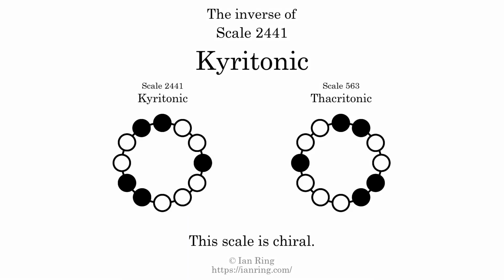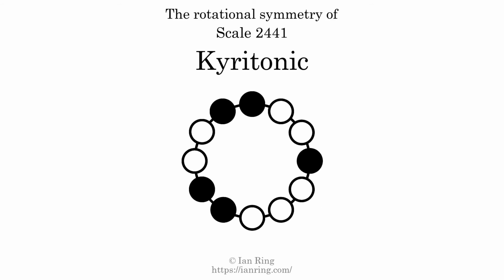The inverse of a scale is a mirror image. It is what you get when the sequence of intervals is reversed. The inverse of this scale is scale 563, also known as Kyritonic. This scale is chiral. It cannot transform into its inverse by rotational transformation. This scale has no rotational symmetry.